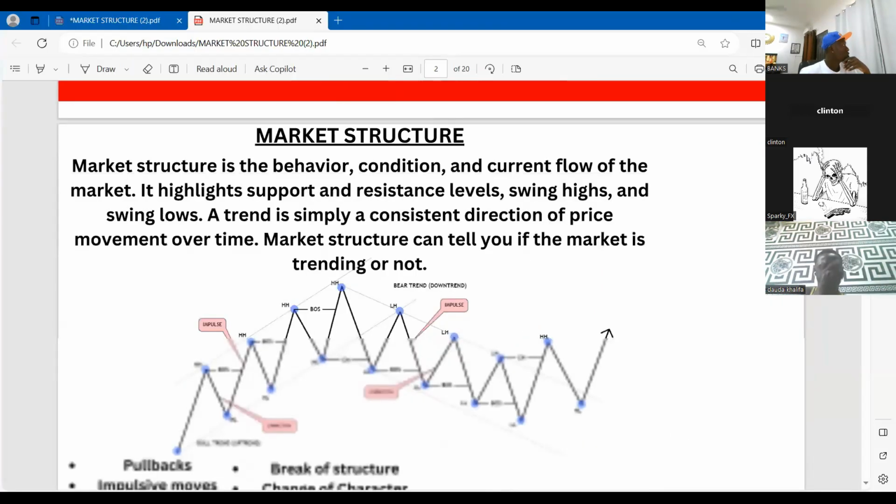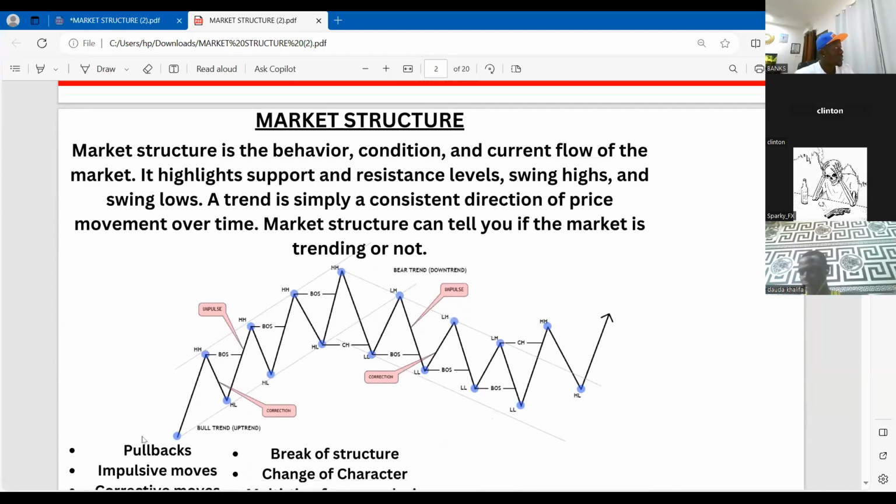So the first thing we are going to talk about is market structure. As I was saying earlier, market structure is the behavior, the condition, and the current flow of markets. Behavior is how the market is moving, and the condition is how the market moves to certain levels, and the current flow of the market, either in an uptrend or in a downtrend. So it highlights support and resistance levels, swing highs and swing lows.